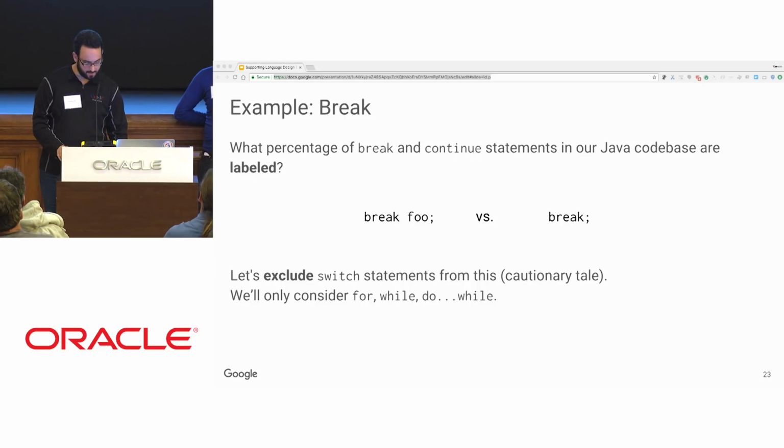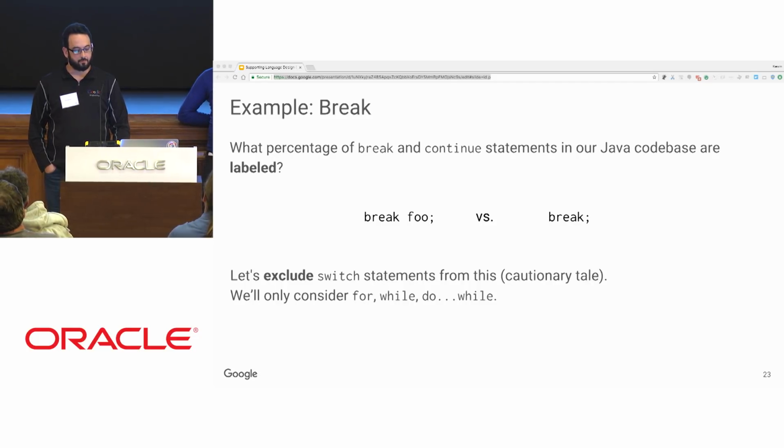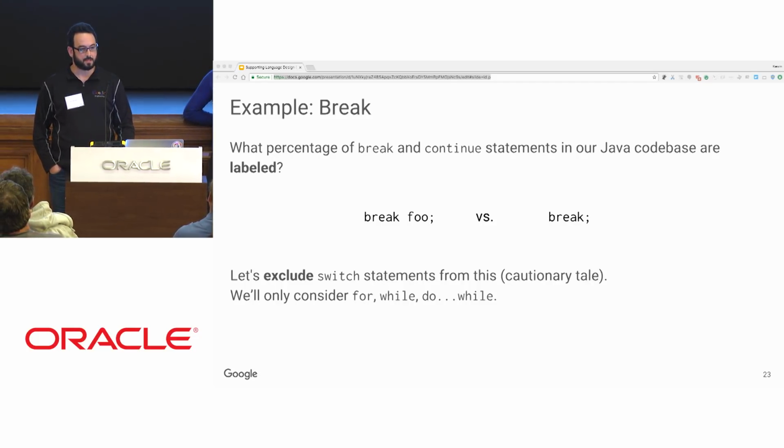Actually, I thought we were skipping this. But you know what? We're doing relatively well on time. We're doing it now. Okay, we'll start with this one then. What percentage of break and continue statements in our code base are labeled break and continue statements that point to a label? So I'll let you all guess in your mind what you think it is.